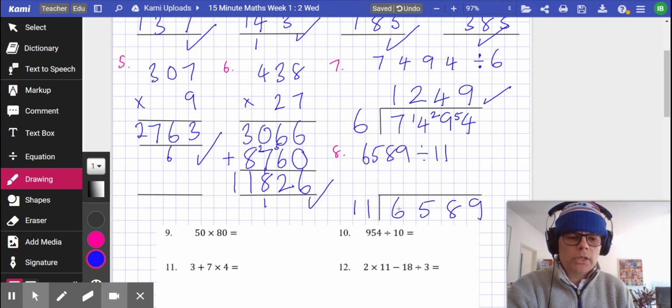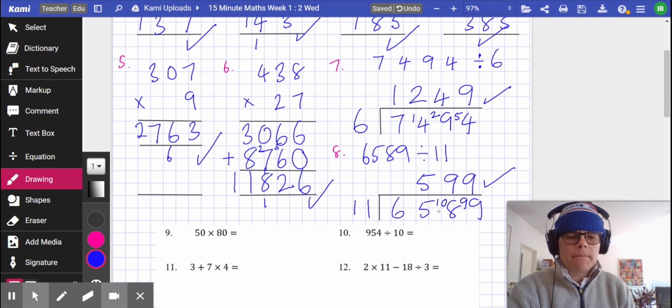11's into 6, we can't do that, but 11's into 65. 5 11's are 55 with a remainder of 10. Nothing wrong with doing it like this. 5 11's are 55. There's 65 there, so a remainder of 10. 11's into 108. I think it's 9 11's. 9 11's are 99, but we've got 108, so there's a remainder of 9. And 11's into 99, 9.